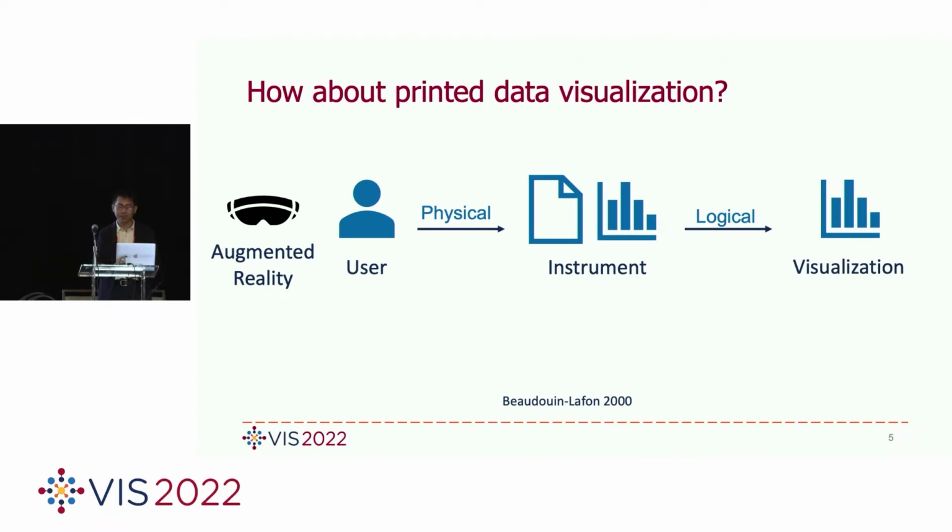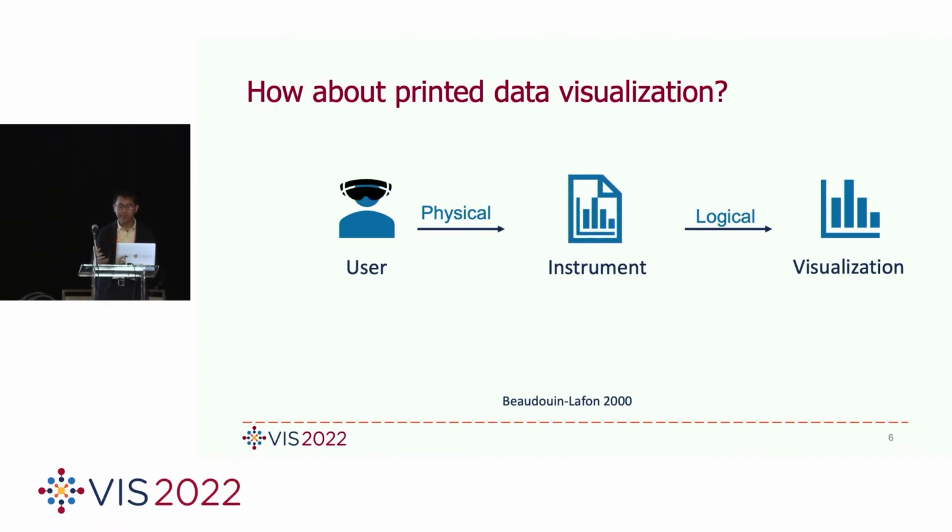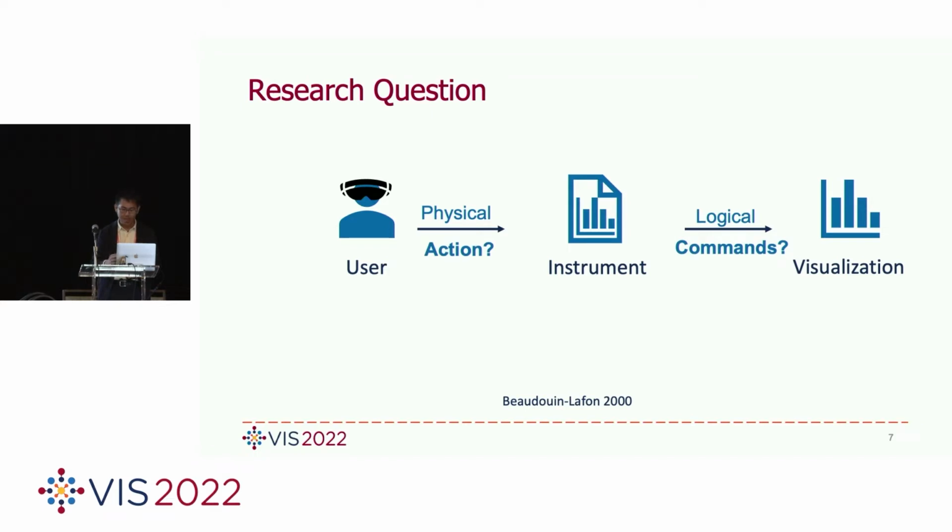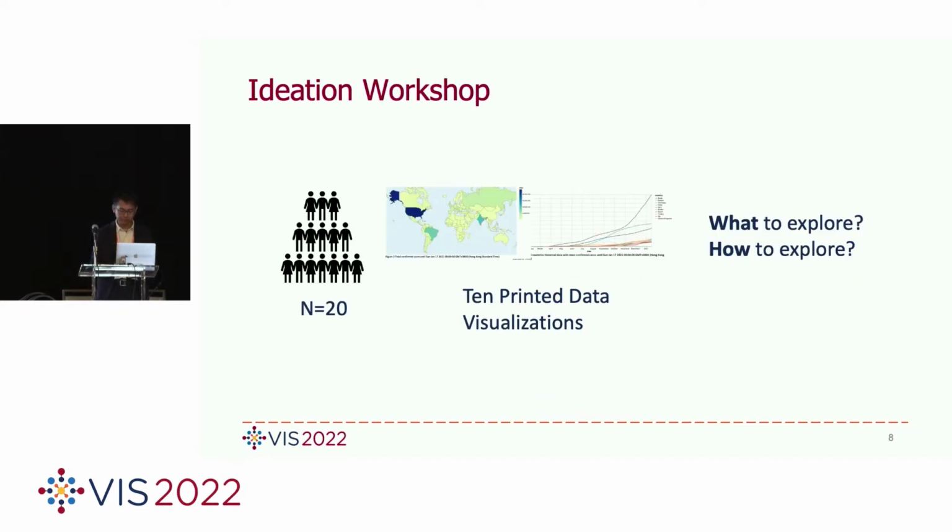With the help of augmented reality, we can better embed the physical parts with the logical parts, leading to a greater sense of directness. However, interacting with printed data visualization is still underexplored. Therefore, in this work, we are interested in exploring how far paper can support direct manipulation for data visualization. Specifically, we formulate our research question as: what are the actions and commands that can be supported by paper?